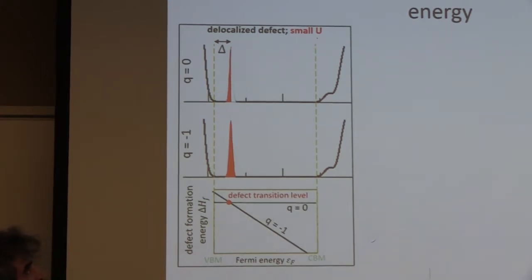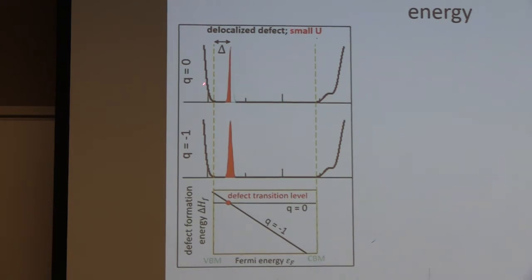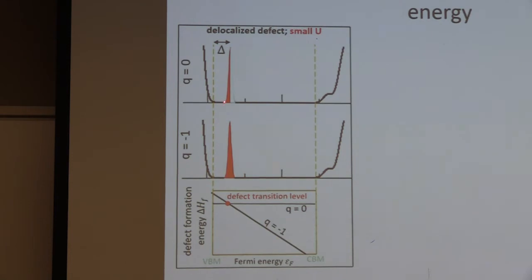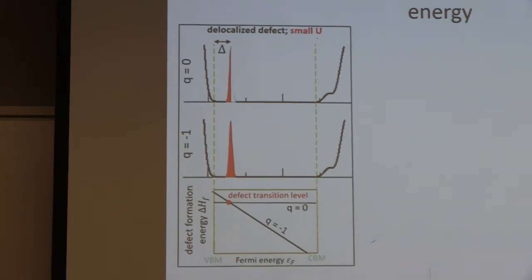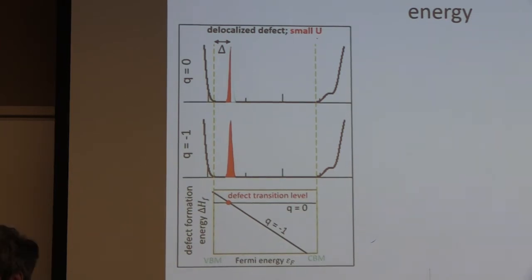So this is what we call a small U defect. The reason why it's called small U is really because of what happens when we populate this defect level. If you look here, we have this defect level. It's half occupied. We put another electron in the defect level, and it just stays where it is.